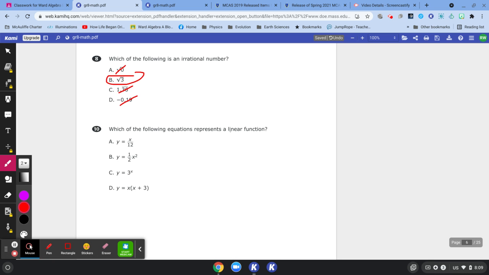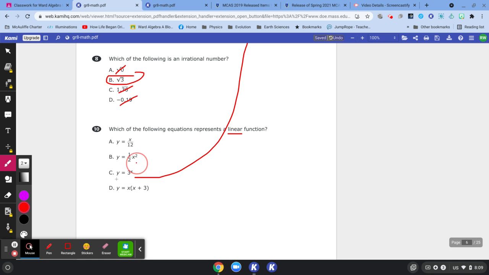Which one represents a linear function? And a linear function is going to have an x in it that does not have an exponent other than 1. If we don't write an exponent in it, it is not an exponent over 1. Also, the x will not be an exponent. So 3 to the x is a swooping graph, that's an exponential function. That is not a linear function at all.